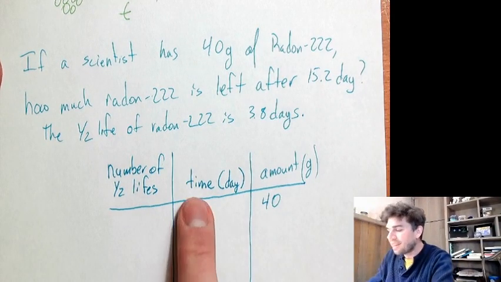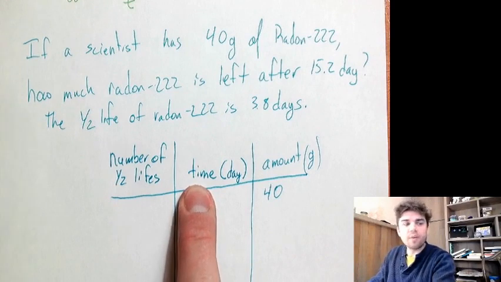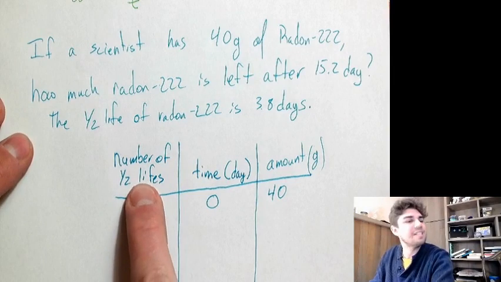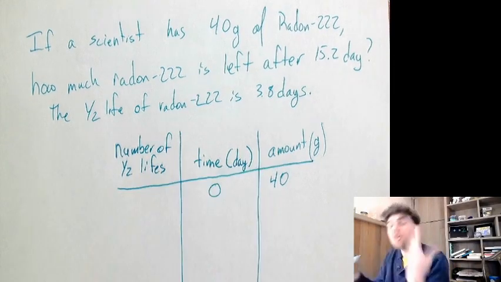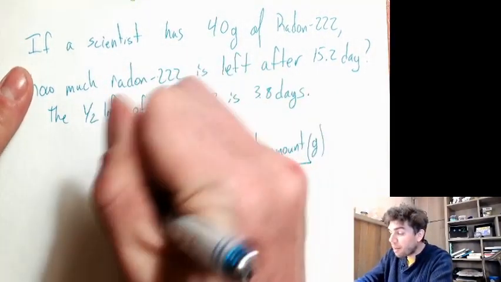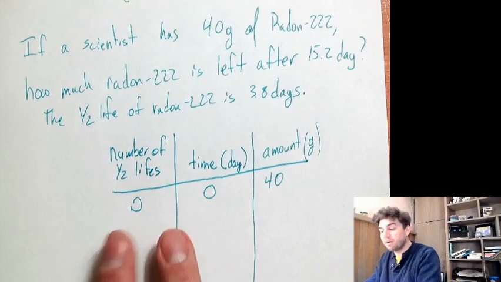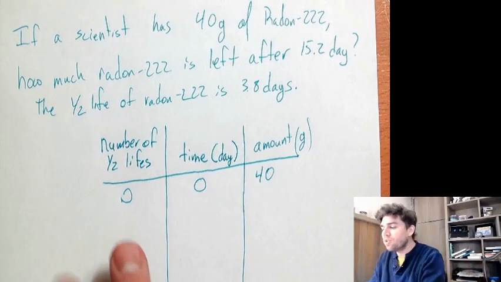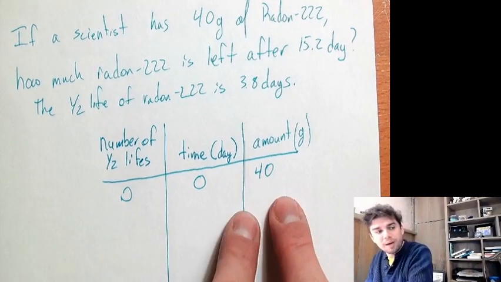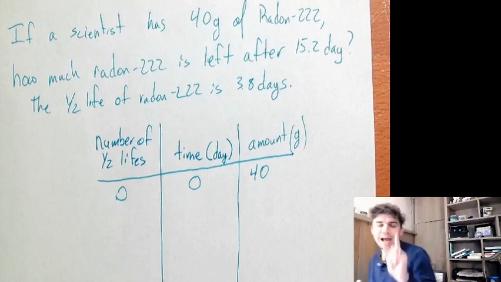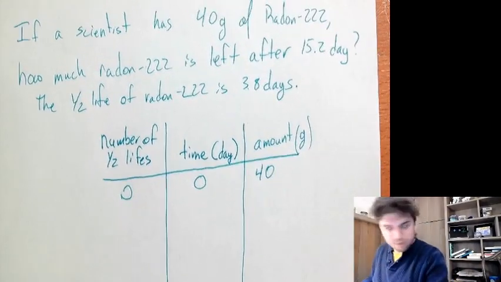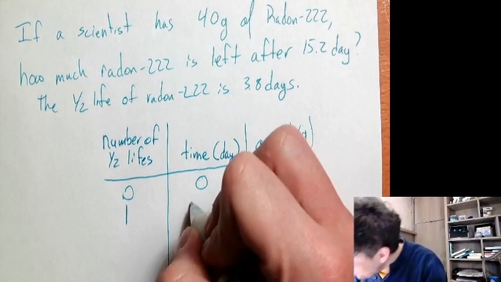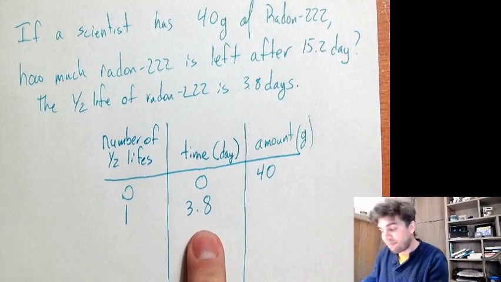Okay, the time is, since it's the beginning, going to start off at 0 time. And number of half-lives, since I'm at the very beginning, is also 0, because no time has passed, so both the number of half-lives and time have to be equal to 0. This is the biggest mistake students make. Listen up. It always starts off with 0, 0, and the amount.